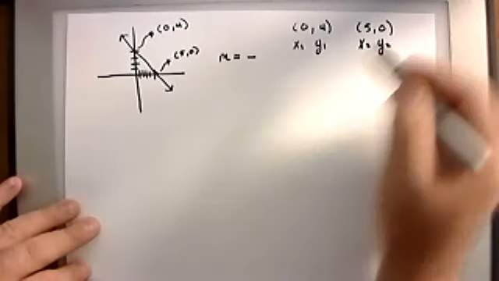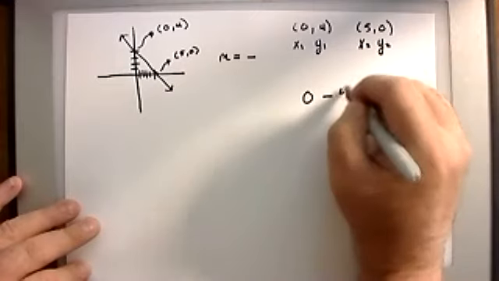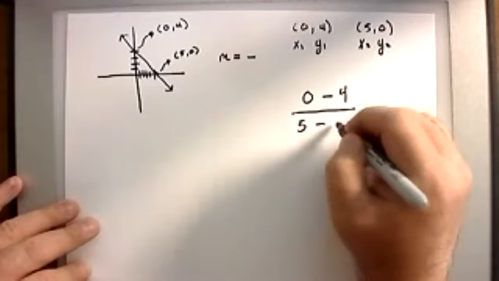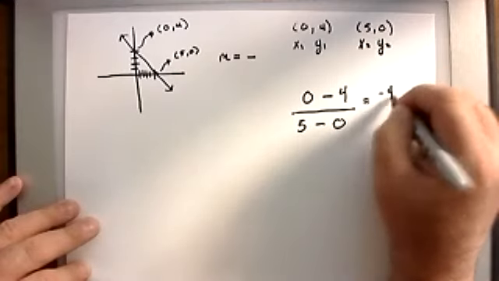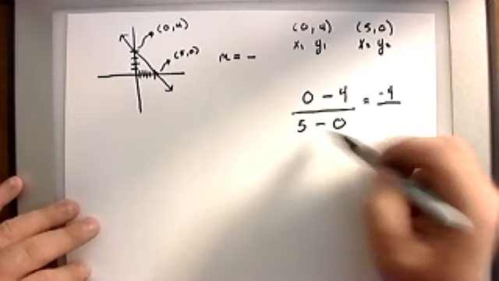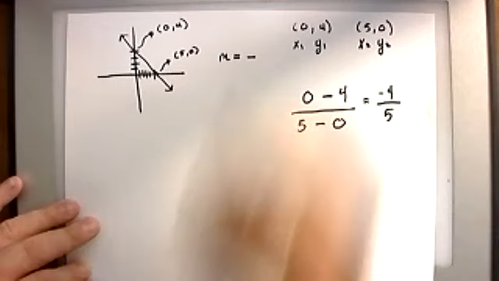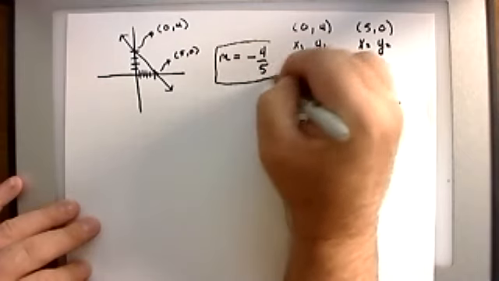Don't worry about it. So y2, 0, minus y1, which is 4, over x2, which is 5, minus x1, which was 0. Careful with your signs. 0 minus 4 is -4. Got the sun coming in weird here. Sorry about that, guys. 5 minus 0 is 5. So our slope is -4 over 5. And we knew it would be negative because of the shape of the graph.